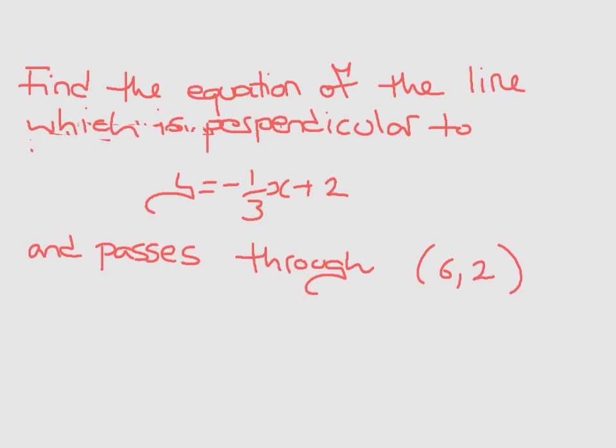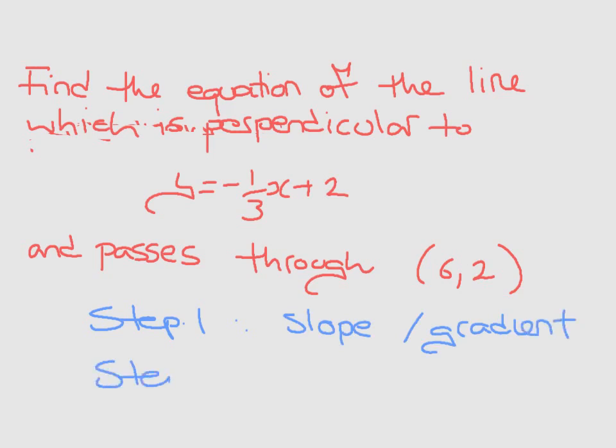To find the equation of the line which is perpendicular to y equals negative 1/3 of x plus 2 and passes through the point with coordinates (6, 2), we're going to follow two steps. The first step, step 1, is going to be to find the line's slope, which is also known as the gradient. The second step, step 2, will be to find the line's y-intercept.